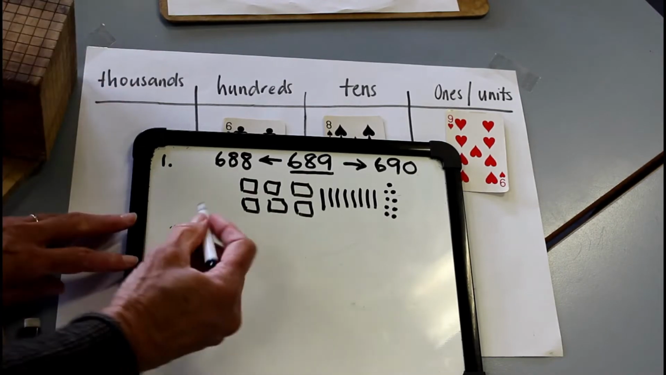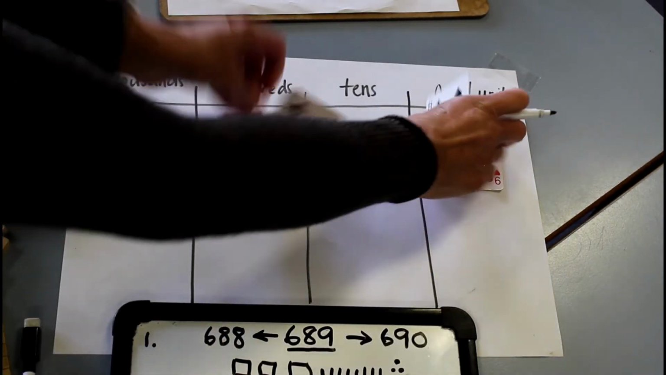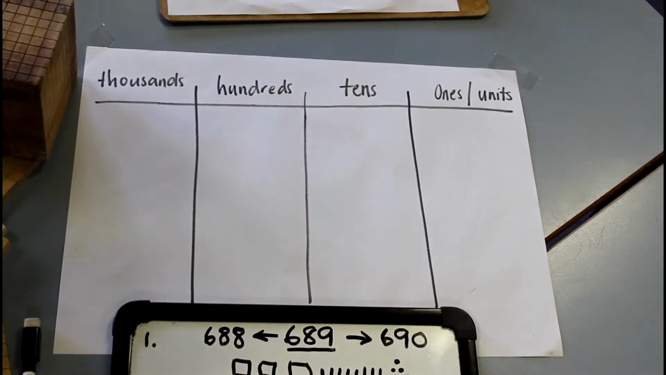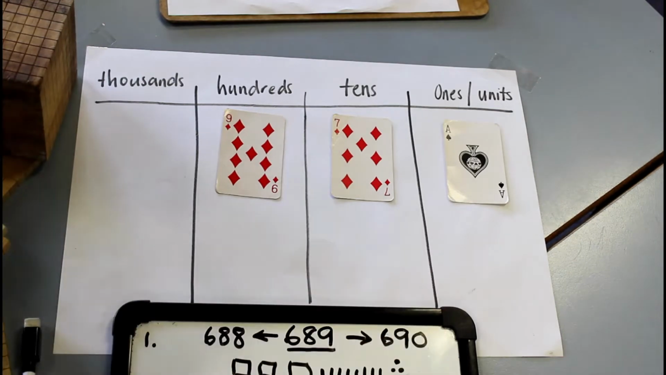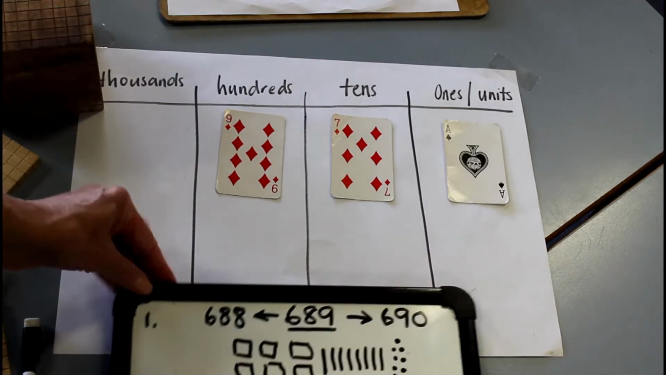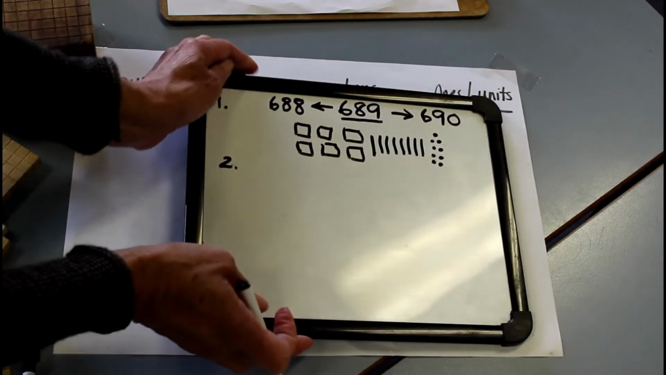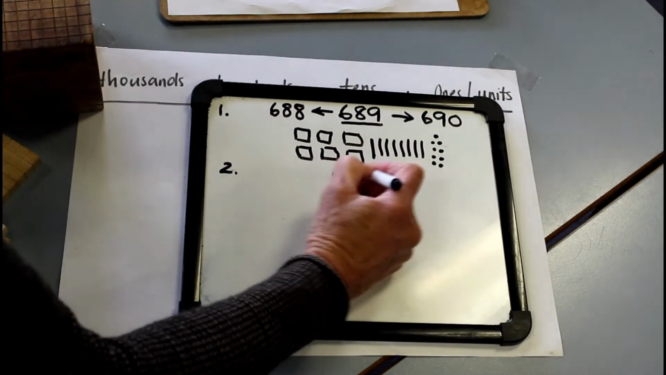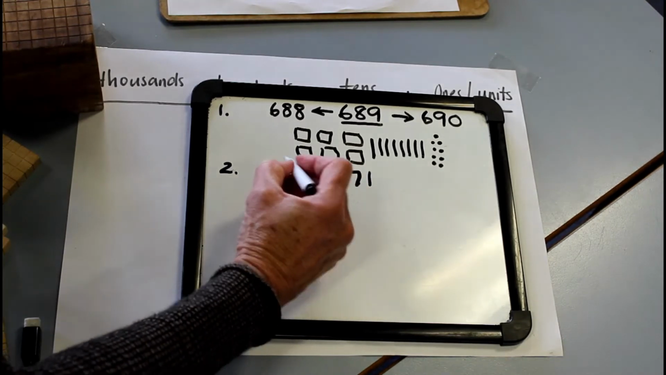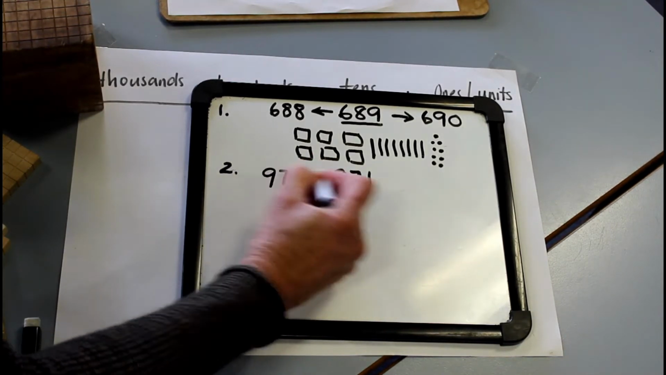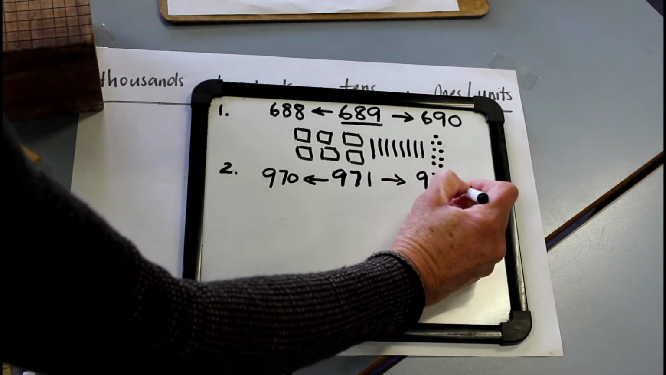Now I'm going to do another number. I'm going to put number 2 there. I'm going to move that away. I'm going to pick up these cards and get my cards again. I'm going to do the next flip. Some nice big cards here. I've got now 971. So now I'm going to write this on my board. The number that comes before 971 is 970, and the number that comes after is 972.